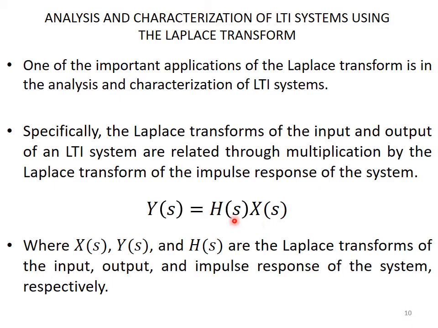So H of s is the Laplace transform of the impulse response, and X of s is the Laplace transform of the input signal. When they are algebraically multiplied together, in the time domain it is basically convolution, and the output is Y of s. So X of s here is the input signal, Y of s is the response, and H of s is the Laplace transform of the impulse response of the system.